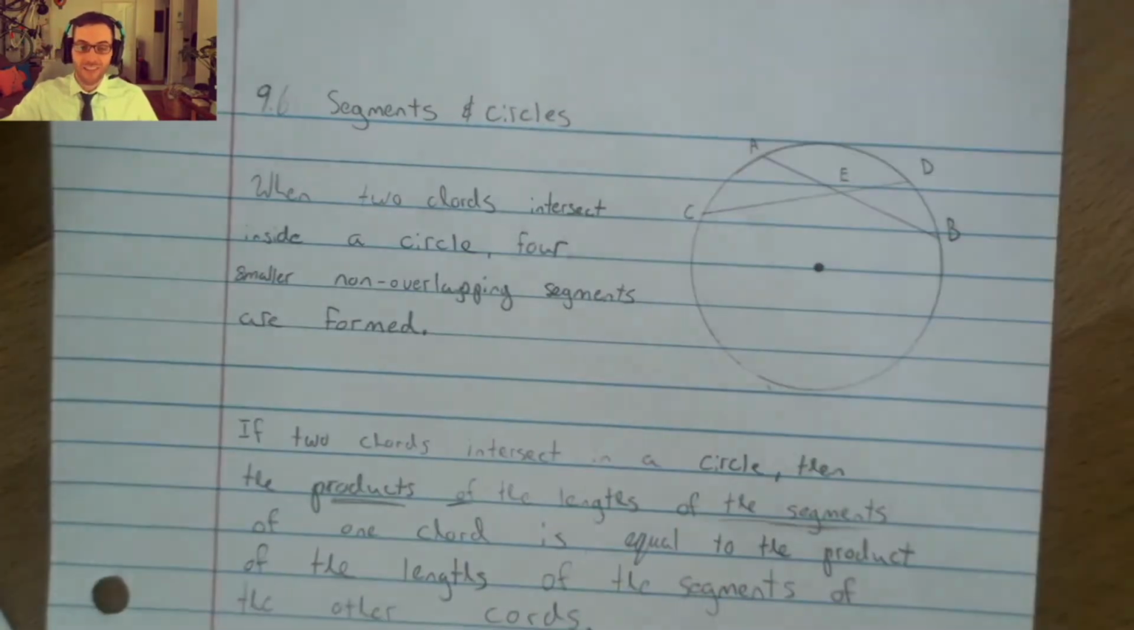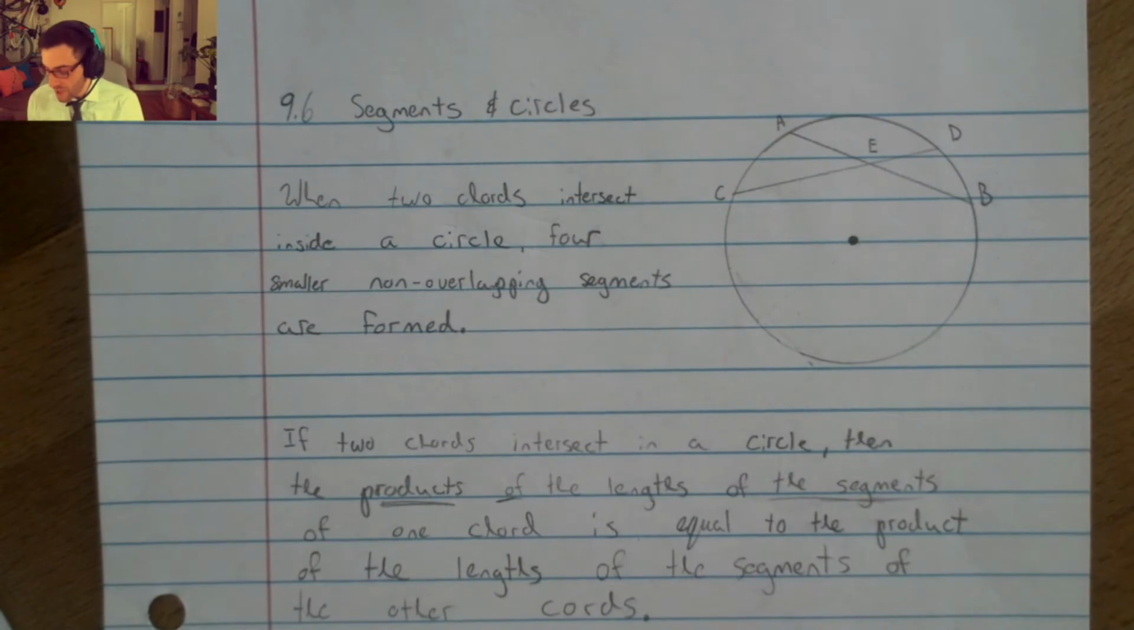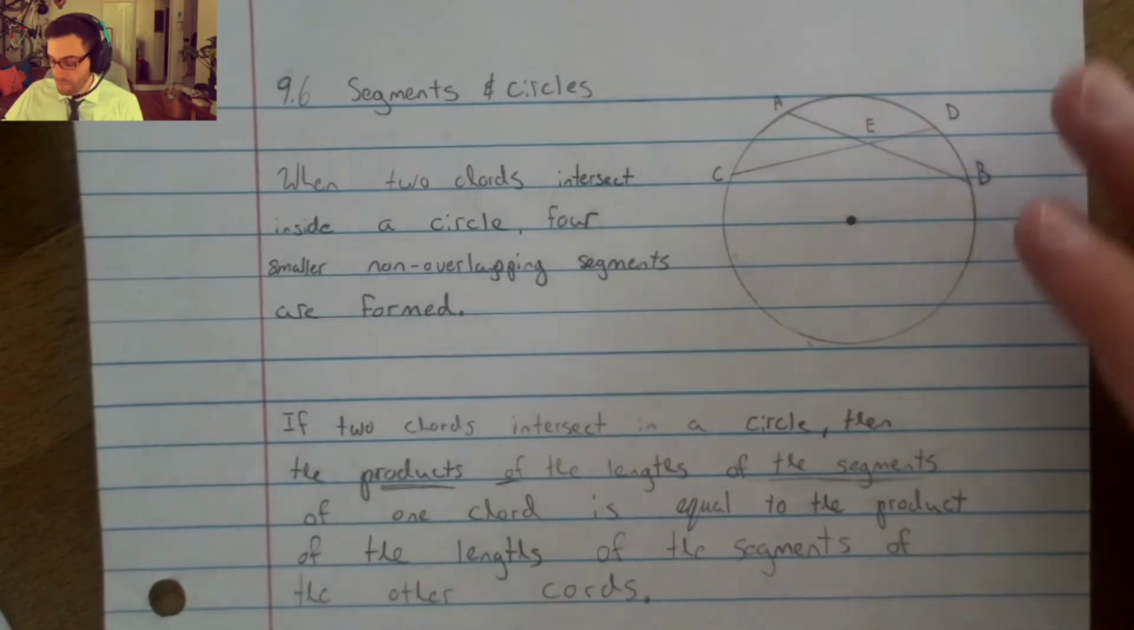All right, let's get to our notes for today. We have segments in circles written up along the top here. We're going to be talking about, first off, what happens when chords intersect with one another. Reminder, you can always pause the video and write down anything you want if you do not want to copy down while I'm just speaking.